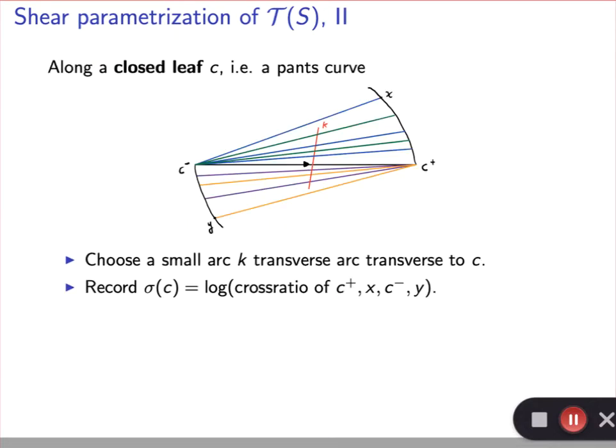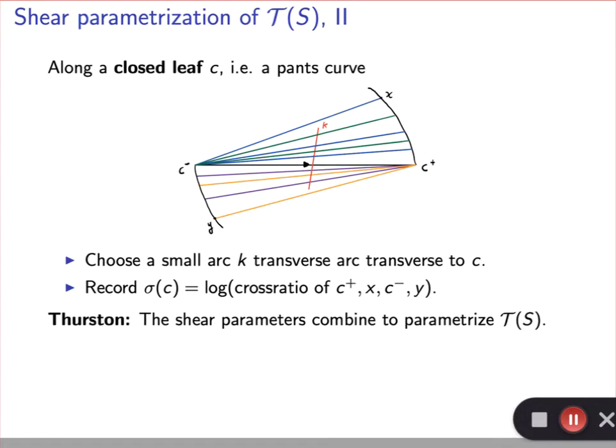When we are next to a closed leaf, it's going to be a little bit more tricky. We need to choose a little bit more topological data. We need to choose an arc which is transverse to this closed leaf. And when we lift it to the universal cover, this open arc is going to single out for us two triangles, one to the left and one to the right of an axis of this closed leaf. And then once we have chosen these two triangles, we have 4 points in the boundary of each, and we know how to give a real number associated to this, which is the cross ratio of these 4 points. And so this is going to be the shear along this closed leaf.